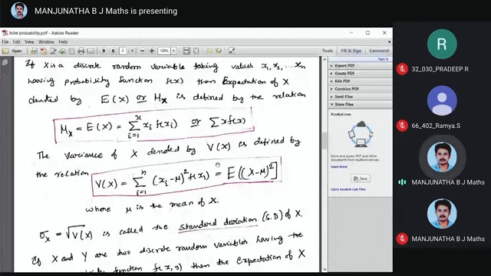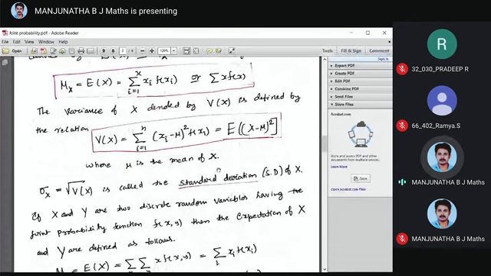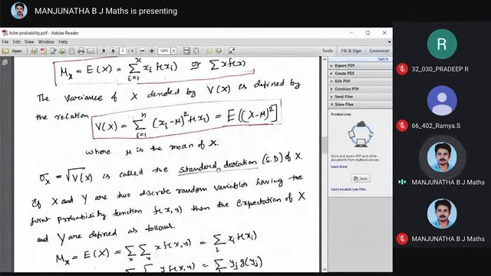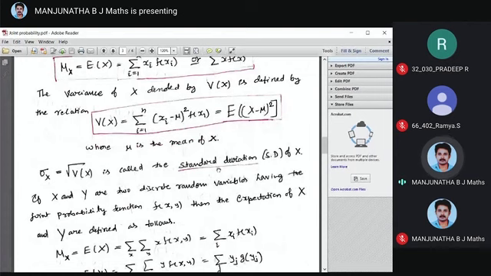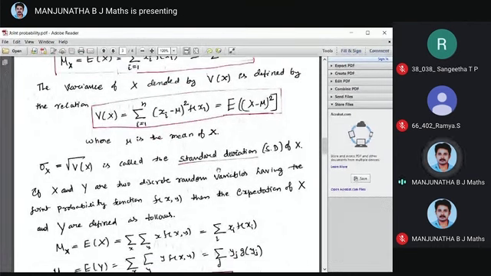We have an alternate formula. We use one more formula, that is expectation of x square minus mu square, for sigma x square. We'll do it later. I think we have it in the definition. We'll continue it. Where mu is the mean of x. What is sigma x? That is the square root of variance. That is called standard deviation.